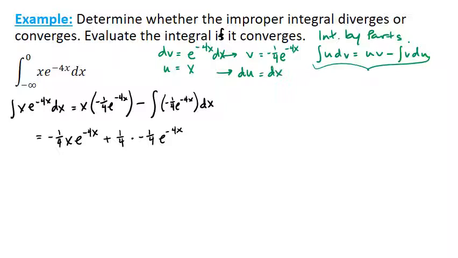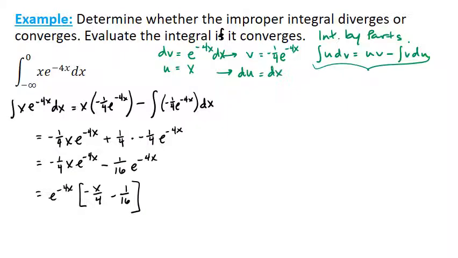Now even though this is an improper integral, overall I'm dealing with a definite integral, so I'm not going to use the plus c here. Continuing my simplification process, combining these, I get negative 1/16 e to the negative 4x. And I can clean this up a little bit more so that when I apply my limit, it's maybe a little more manageable. So I'm going to just take out an e to the negative 4x. So then I'm left with negative x over 4 minus 1/16. You can take out a negative too if you want. It doesn't really matter. Okay, but here is the integral.